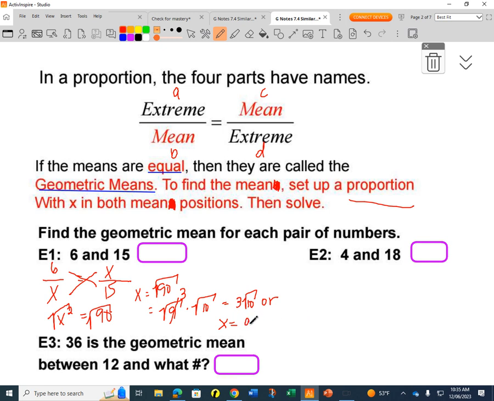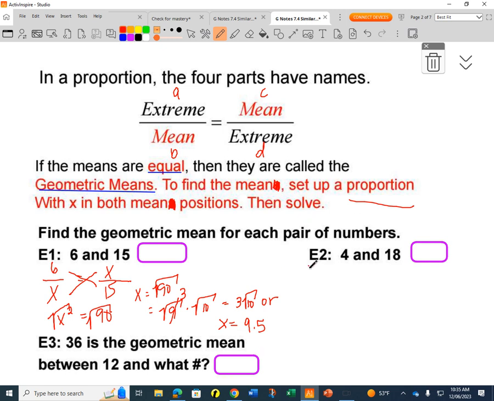If we approximate and they don't tell us what to do, we're going to round it to the nearest tenth place. Unless I tell you differently, I will let you give me the approximate answer. That means just do it on the calculator and round to the nearest tenth place.